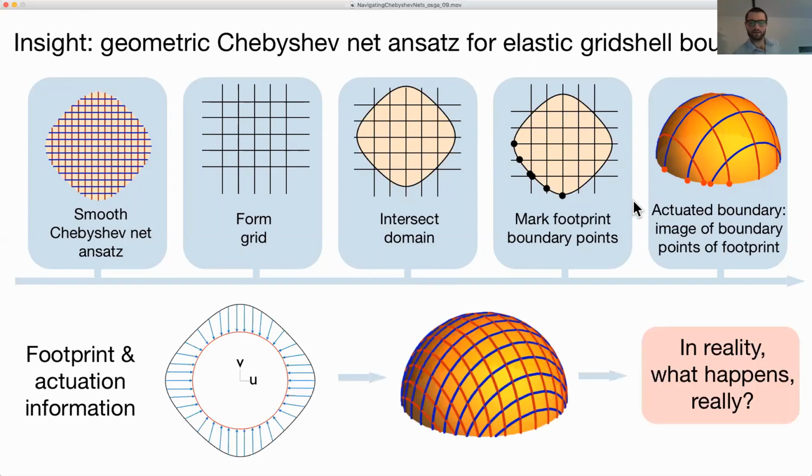And remember here that this guess does not use any bending at all, right? This is purely a geometric model. The existence of a Chebyshev net, these special coordinates from the plane onto the hemisphere.